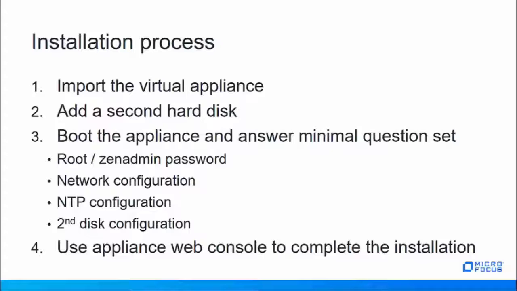Then you boot the appliance and answer a minimum set of questions. This includes things like the root and Zen admin password, the network configuration, NTP configuration, and second disk configuration. After that, everything is done through the appliance web console, which runs on port 9443, and so you'll use that. So let's go ahead and take a look at how you do this.